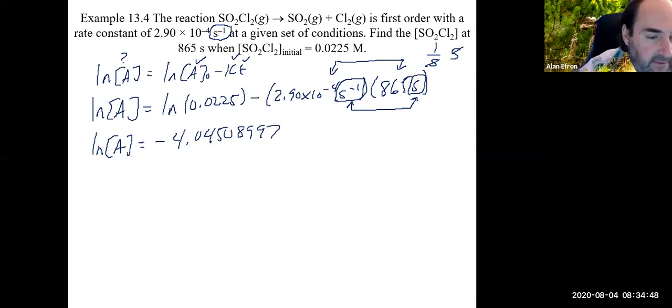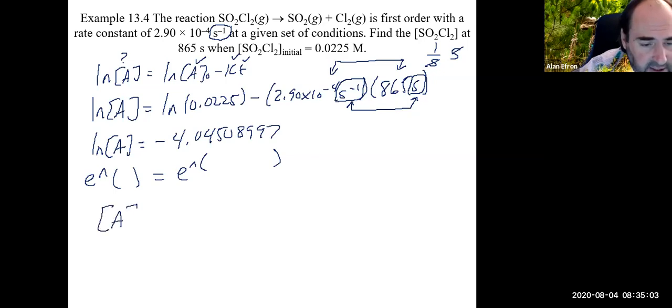Now, to get rid of the natural log on the left-hand side, you basically have to take, on your calculator, the e of both sides. So if you look on your calculator, you want to take the e of this, and that would equal the e of this as well. When you do that, on the left-hand side, it just becomes the concentration. The natural log basically cancels out.